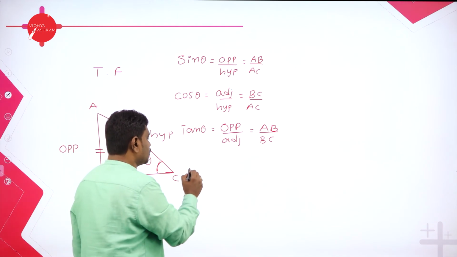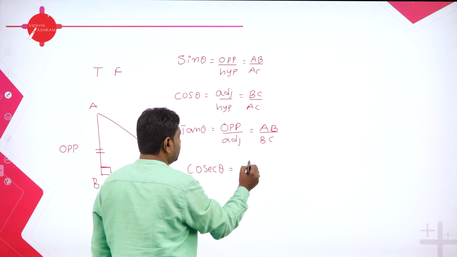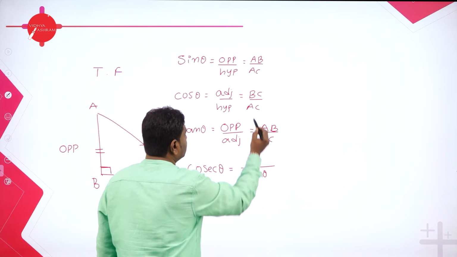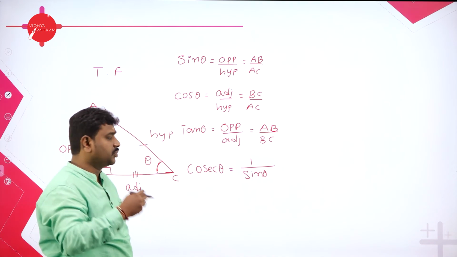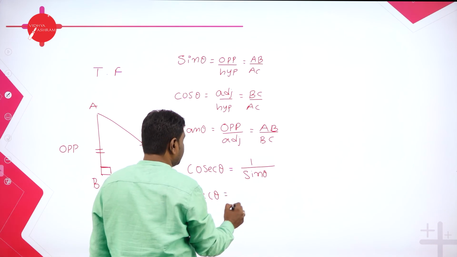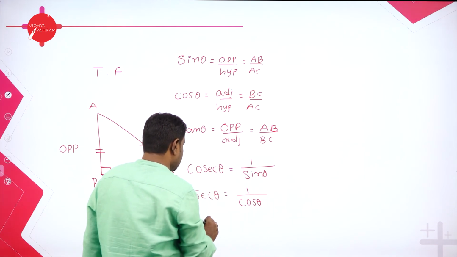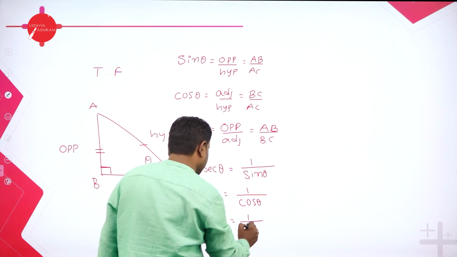reciprocals. Cosecant theta. Cosecant theta is what? Reciprocal of sin theta, 1 by sin theta. Means you can reverse this: AC by AB. Means hypotenuse by opposite. And secant theta. Secant theta is the reciprocal of cos theta. Secant theta means 1 by cos theta. Cot theta. Cot theta is the reciprocal of tan theta. Cot is 1 by tan theta.